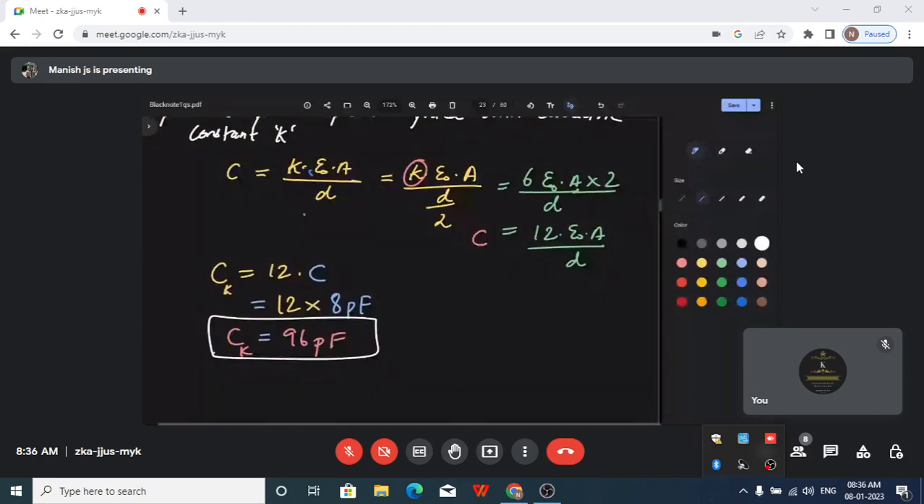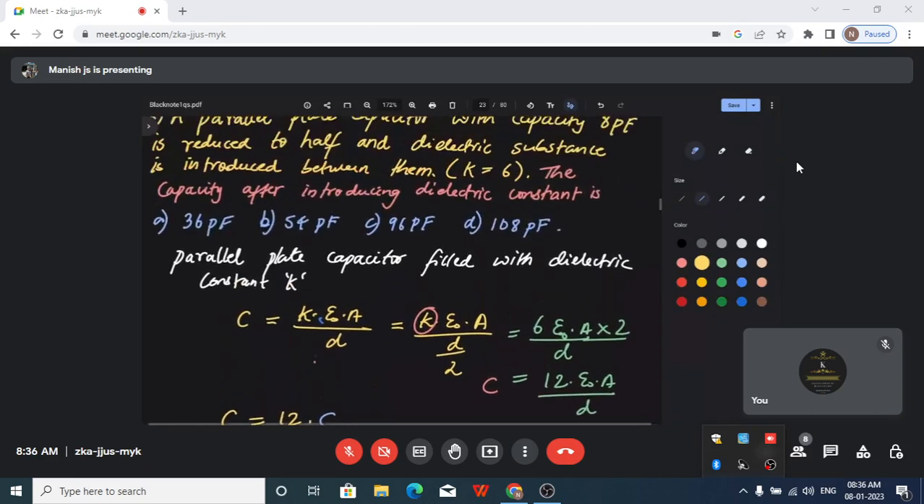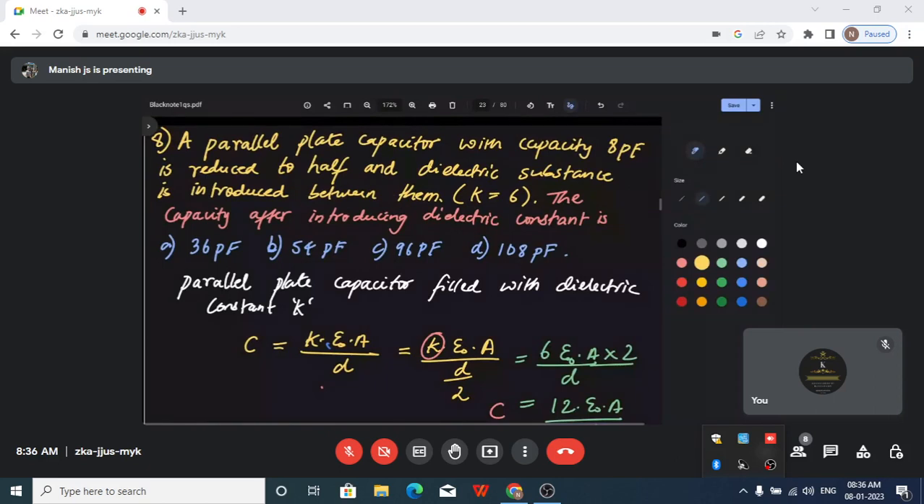So they can also modify the question and ask by what factor the capacitor has been enhanced. Then what would you say? It has been enhanced by a factor of? Yes, easy. 12, sir. Very good. So the capacity has been increased by a factor of 12. That means it has become 12 times what it was before. So that is the meaning.